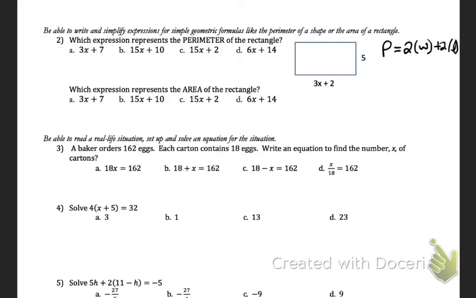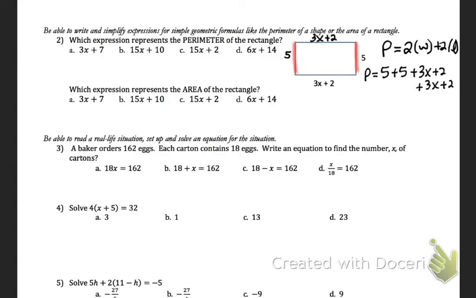You can think about that as just adding up all the sides, adding up both the widths and both the lengths. Looking at our picture, we only have 2 sides labeled. So since this is 5, we know this is going to also be 5. Likewise, since the bottom is 3x plus 2, we know that the top is 3x plus 2. So our perimeter here is just going to be adding up all 4 sides. So we have 5 plus 5 plus 3x plus 2 plus 3x plus 2.